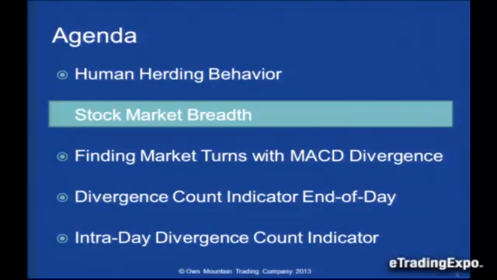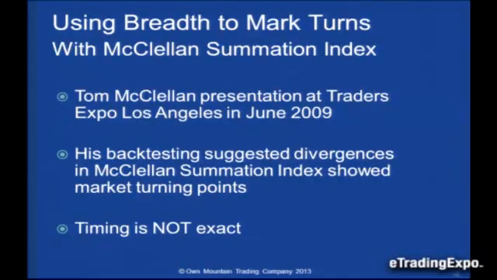Okay, well, let's look at ways that we can measure that, since we aren't able to see the herd stampeding back and forth. What we can do is measure the market breadth. Most of what I learned about doing that, I learned from Tom McClellan at the Traders Expo in Los Angeles in 2009. Tom is the son of the actual inventors of the McClellan Oscillator and the McClellan Summation Index. He gave a good talk and shared some backtesting results that basically suggested that divergences in the summation index could show market turning points.